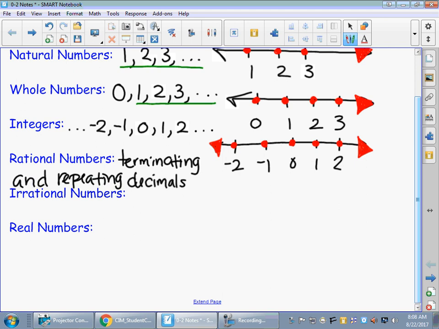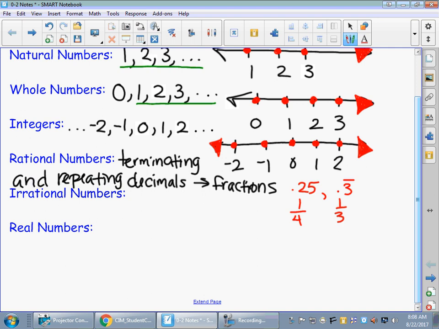So these are your decimals that can be written as fractions. I can give you a couple examples of these. A terminating decimal would be 0.25. It ends, doesn't go on forever. And a repeating decimal would be something like 0.3 repeating, where you put the bar over it, as long as you see the pattern. Both of those can be represented as fractions, a quarter and a third. So it's your terminating decimals that end and your repeating decimals.